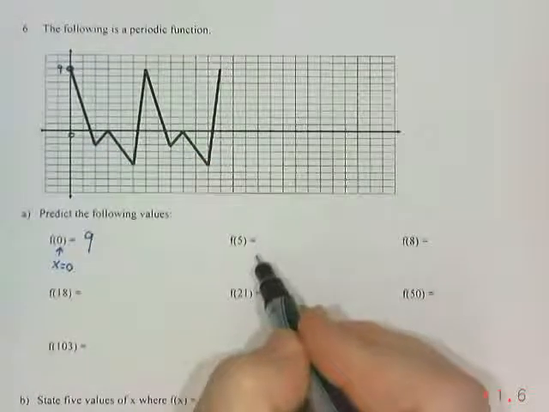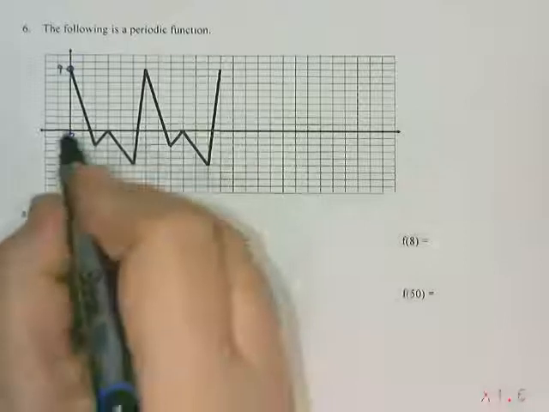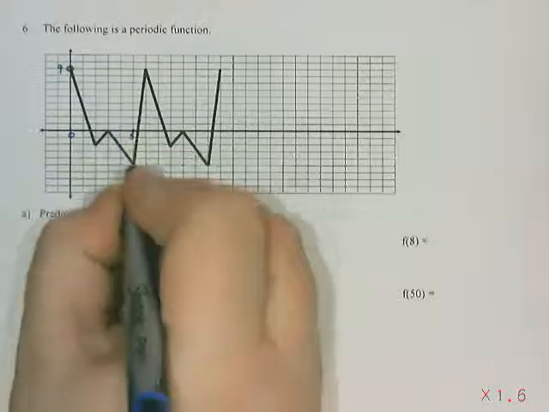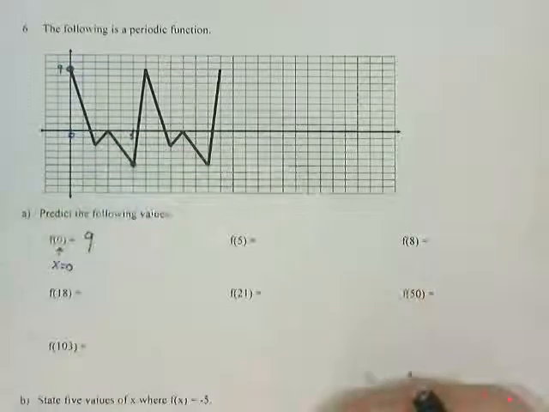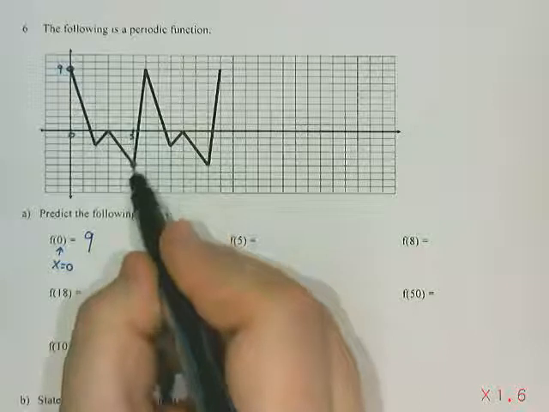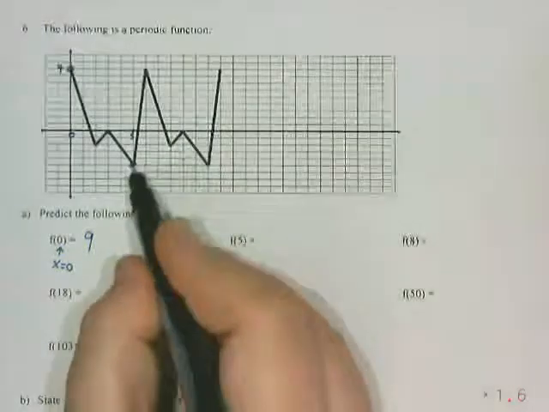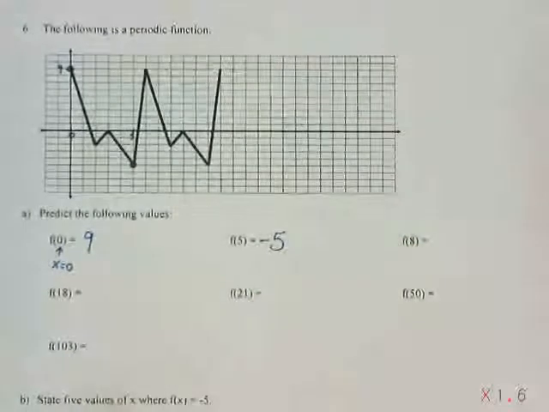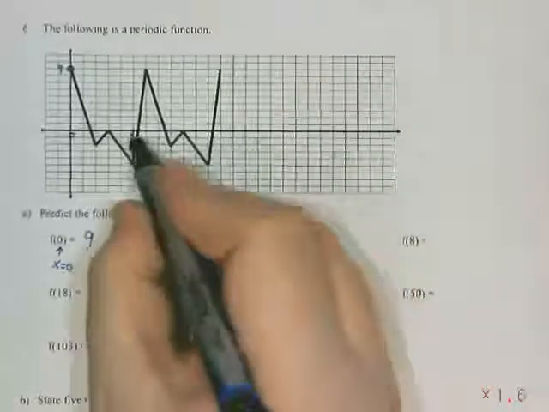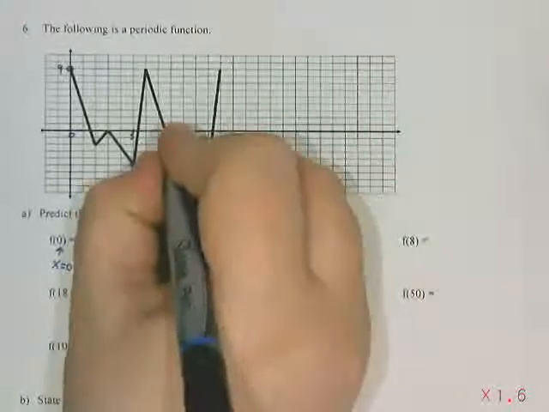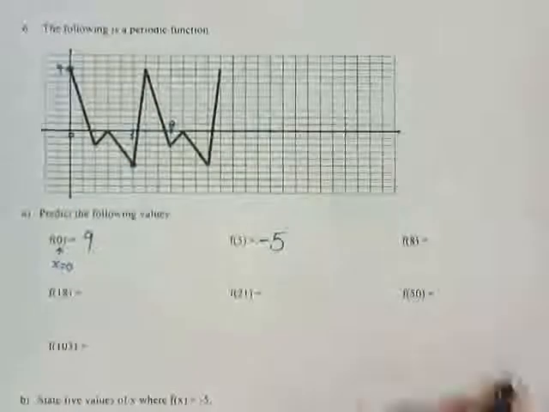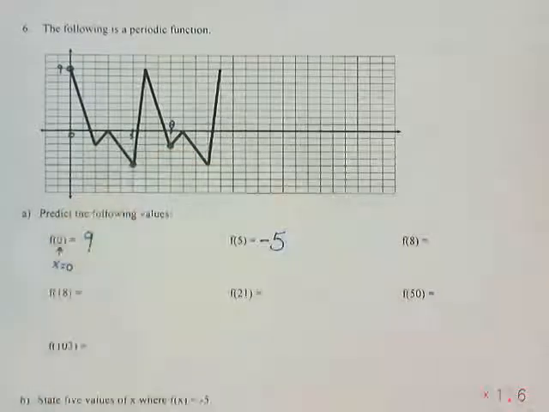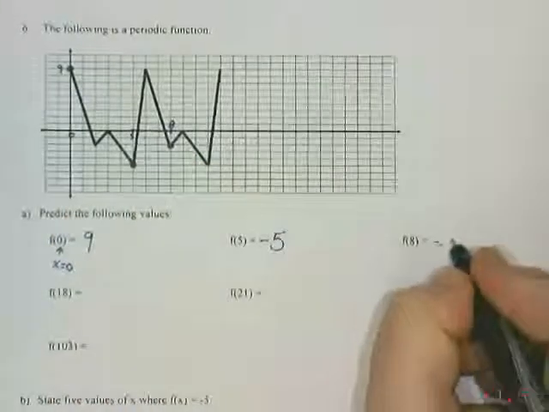f at 5. So that means x equals 5. So on my graph, we're going to find 5. So 1, 2, 3, 4, there's 5 right there. We're going to find where the graph is when x is 5, and I'm here at -5. So when x is 5, the function has a value of -5. So f at 5 equals -5. All right, f at 8. So I've got 5, 6, 7, 8. Right, and then we're going to read off what the value is on the graph at 8, which would be right there, and that would be -2.